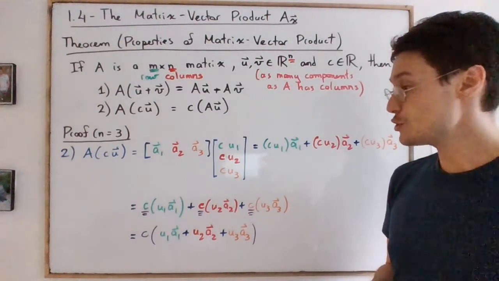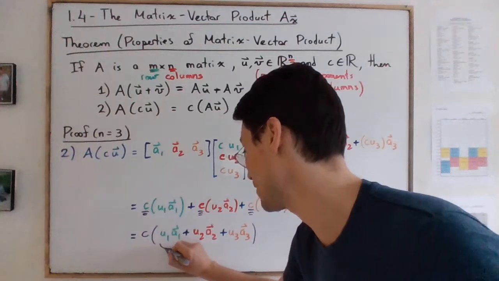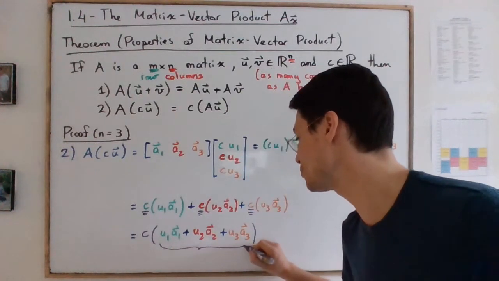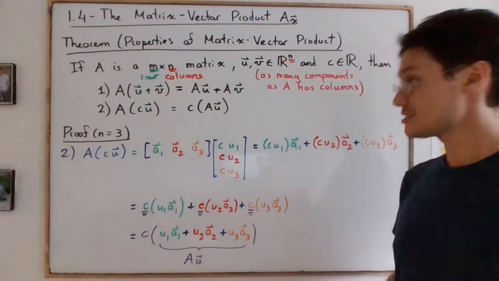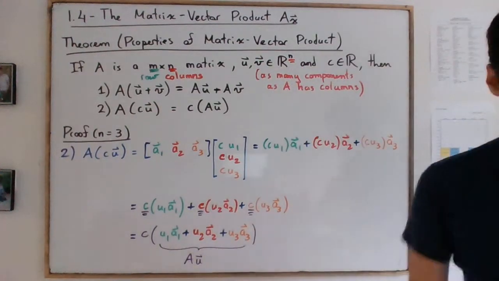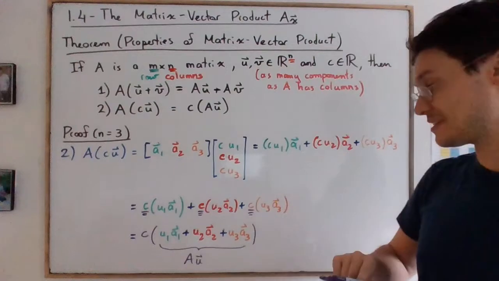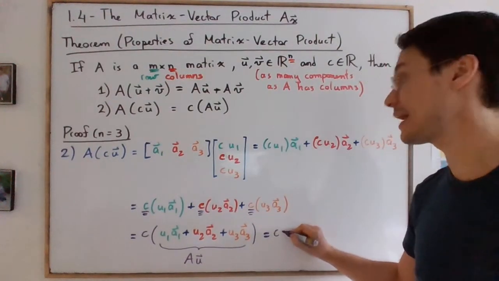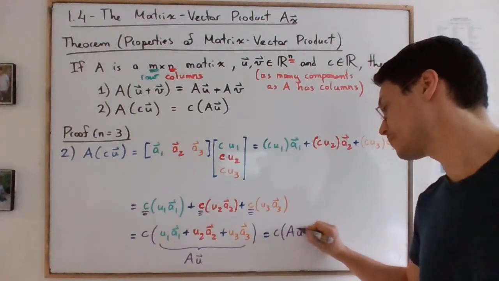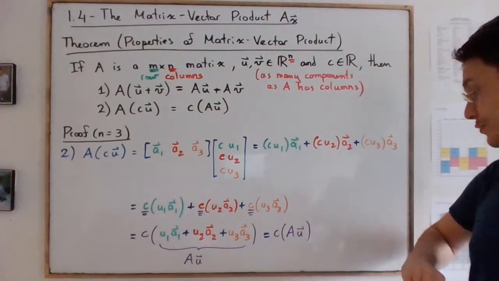And here, your proof is done because what you have here turns out to be the product A times u. So in other words, what you get in the end is the right-hand side of this equation: c multiplied by Au. And this is the proof of 2.